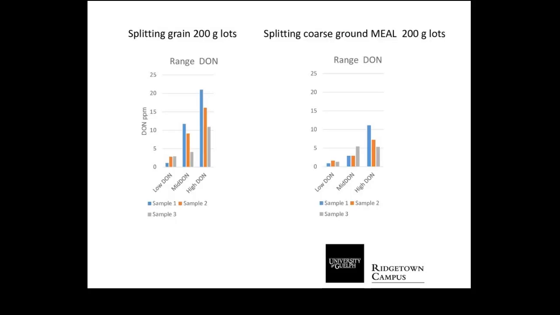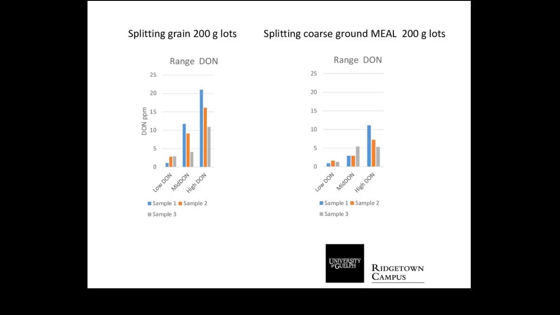Then what we did is we reported the range in DON. We reported some other things, but this particular slide shows you the range amongst those 10 samples that we had of the test results in the low DON level samples versus the mid DON level samples and the high DON samples. And you can see that there was a considerable range and a difference between sample 1, sample 2, and sample 3 within those sets.